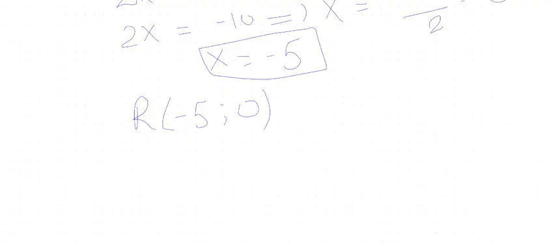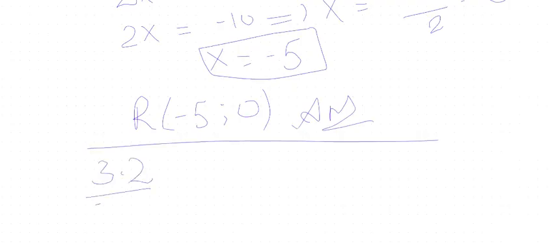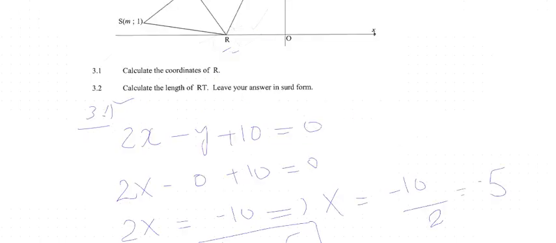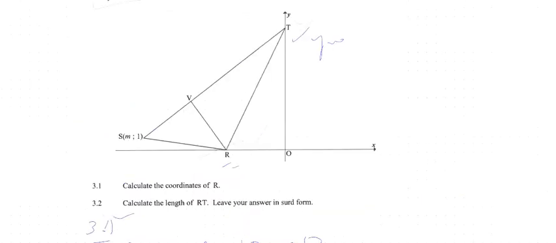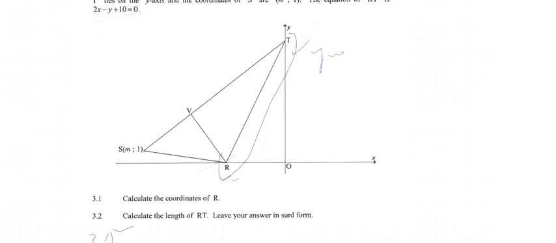Now move on to question 3.2. What do we have to calculate in 3.2? Calculate the length of RT. Leave your answer in surd form. So we have to calculate the length of RT. Where is R? This is the length of RT, so we have to calculate this length. So let's move to how we solve that.